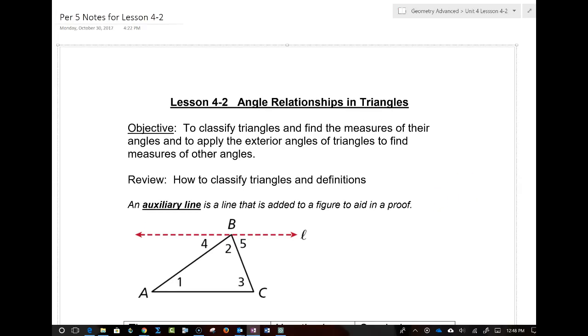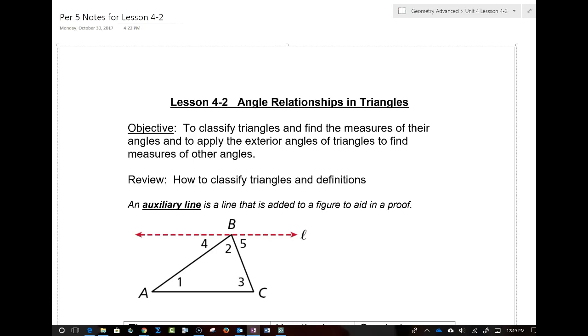Nice. All right, we're doing lesson 4.2, and the title says angle relationships in triangles. So this is basically everything about angles that you need to know. Now, we're going to still learn a lot more with triangles. This is just kind of an intro thing. A lot of it was pretty simple.